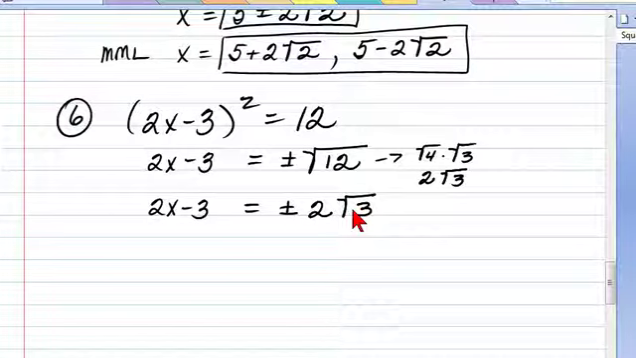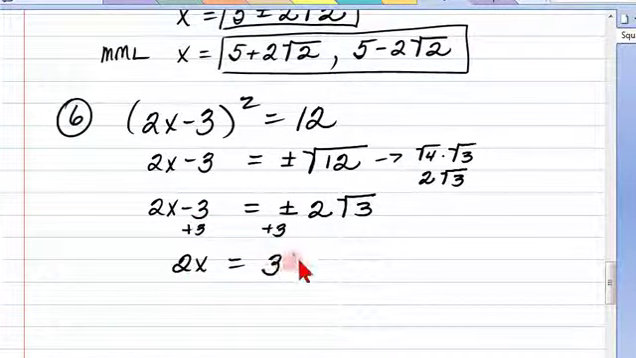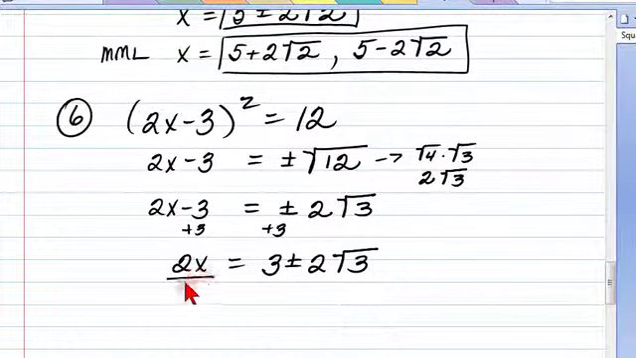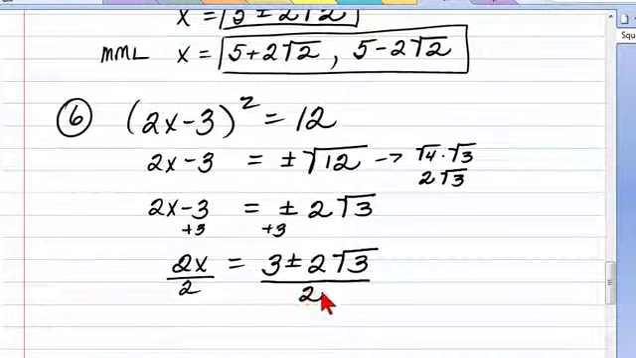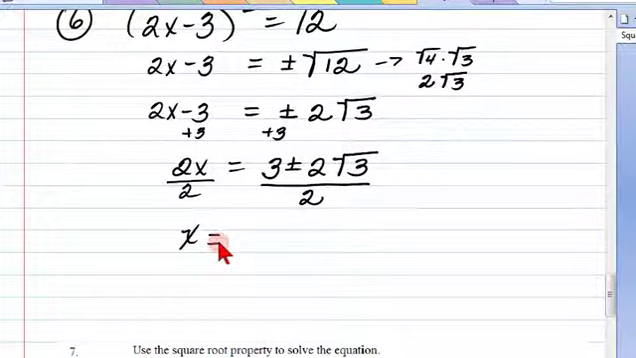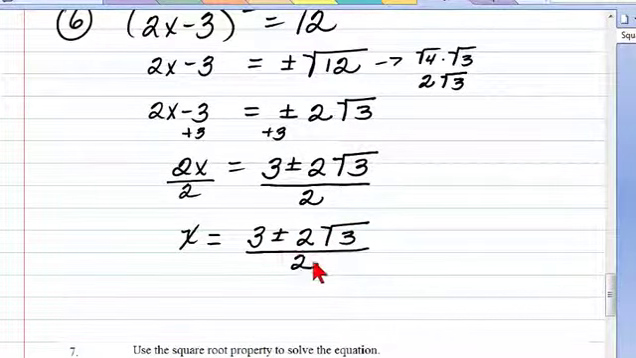I'm still trying to solve for x. What will be my first step? Add 3, and I'll put it in front. So I have 2x is equal to 3 plus or minus 2 times the square root of 3. And I can't really add and subtract those because they're not alike. So I'm just going to leave it, and I have one more step. I need to divide by 2. I am completely satisfied if you tell me that the answers are 3 plus or minus 2 times the square root of 3 over 2.